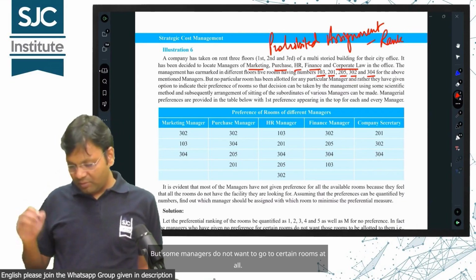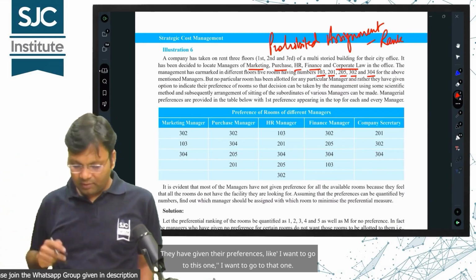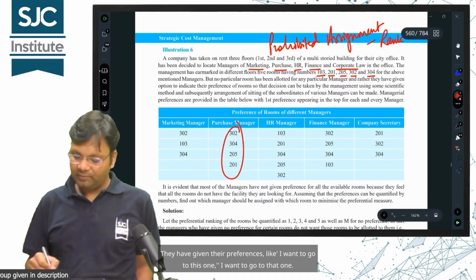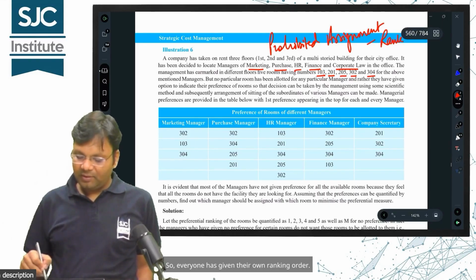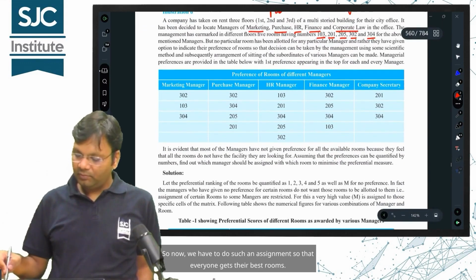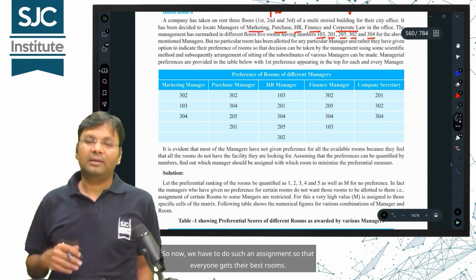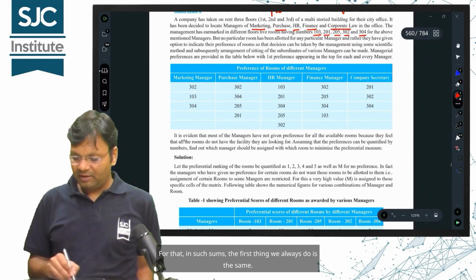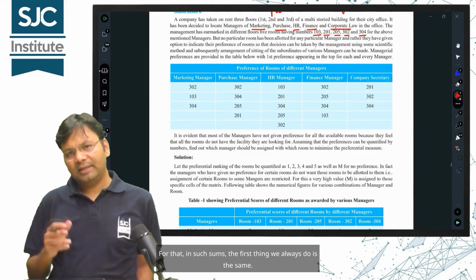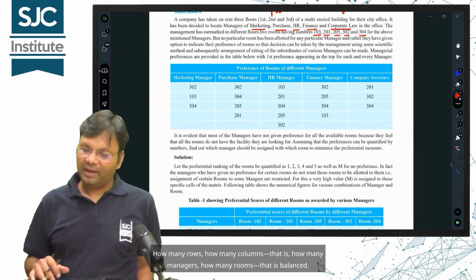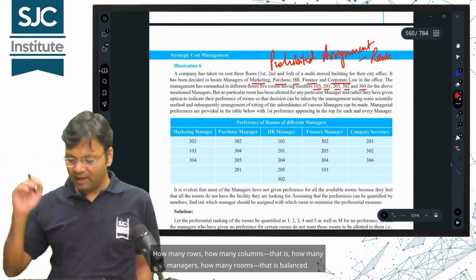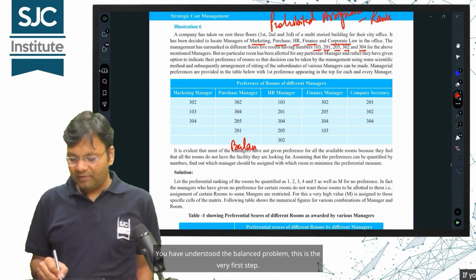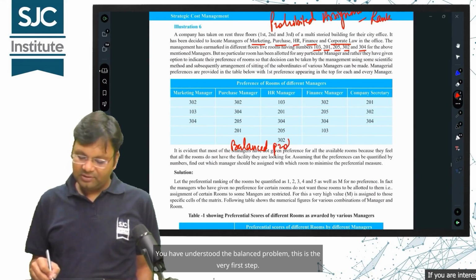But some managers do not want to go to certain rooms at all. They have given their preferences like, I want to go to this one, I want to go to that one. So, everyone has given their own ranking order. So now, we have to do such an assignment so that everyone gets their best rooms. For that, in such sums, the first thing we always do is the same. How many rows, how many columns, that is, how many managers, how many rooms, that is balanced. The problem is balanced. You have understood the balance problem. This is the very first step.